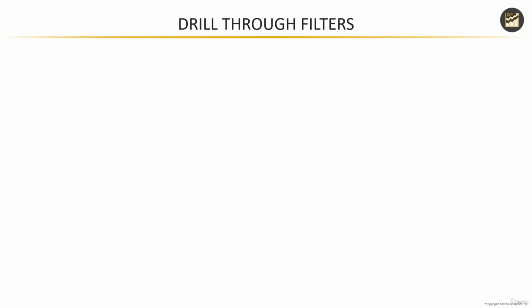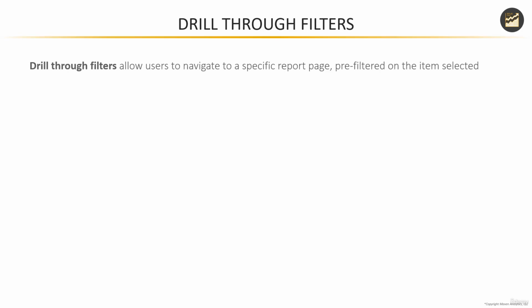All right, so we've talked about drilling up, we've talked about drilling down. Now it's time to talk about drilling through. So Power BI has another type of drill functionality that works in a little bit of a different way using something called drill-through filters. Now, drill-through filters basically allow users to navigate to specific report pages pre-filtered on the item selected.